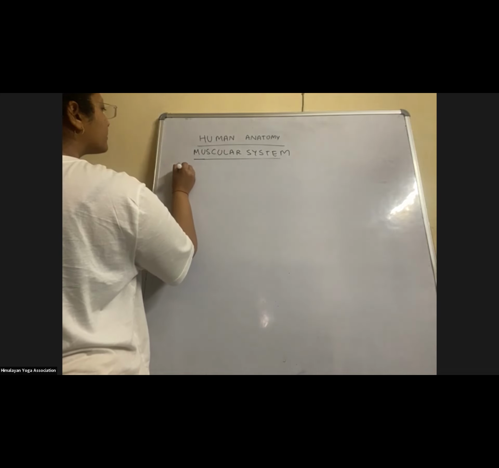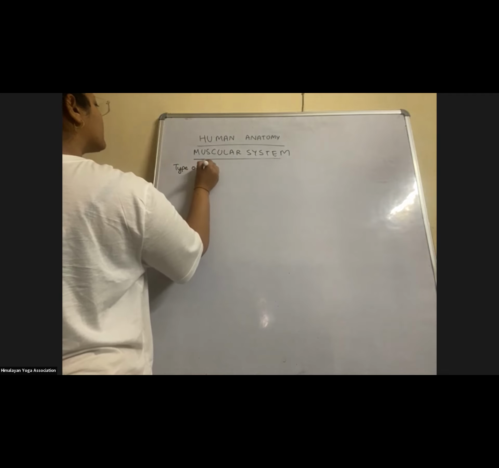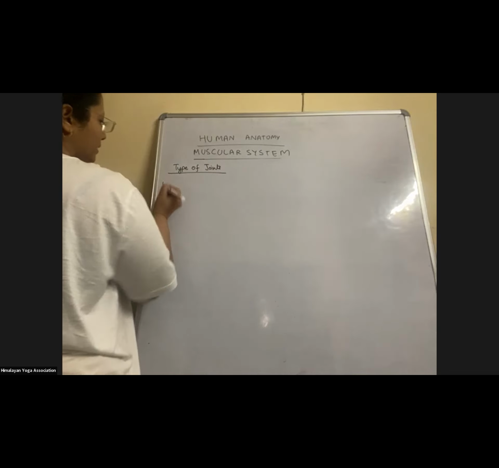Okay, so we have joints, type of joints. Now, since we have learned the movement of muscular system, we can easily understand the type of joints. Okay, there is hinge joint.